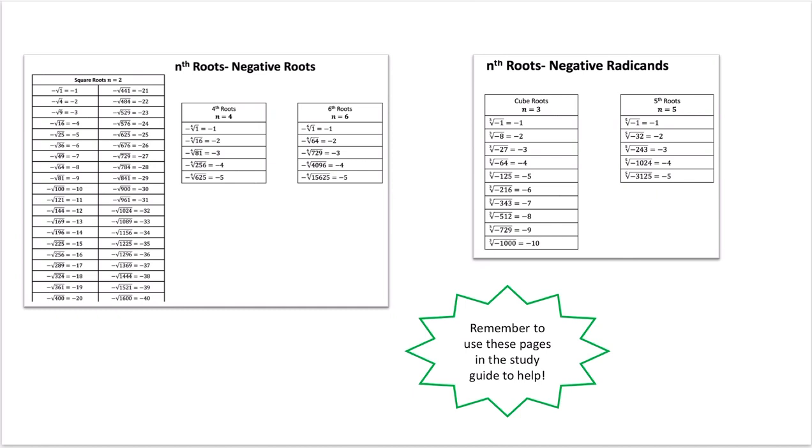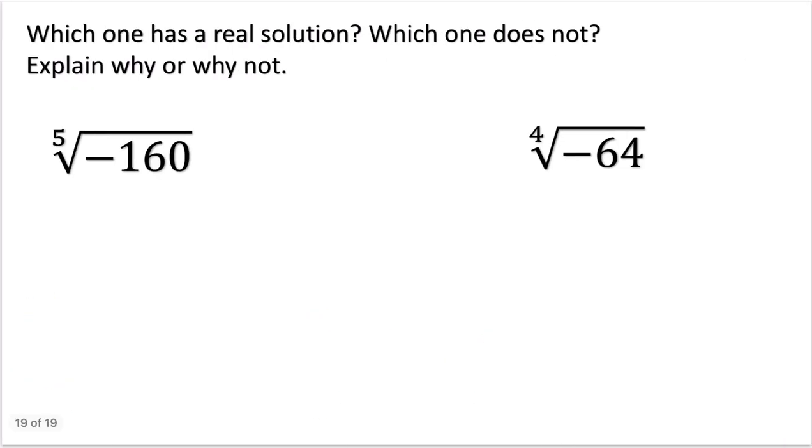Okay, so just think about this based on what we just talked about. Which one has a real solution and which one does not? Explain why or why not. Remember, the key here is the index, right? Index 5, index 4. 5 is odd, so it's going to have a solution. 4 is even, so this one is actually going to have no solution. There's no number that you can multiply by itself 4 times and get negative 64.